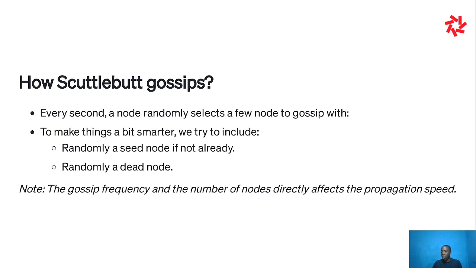A node randomly selects a few nodes instead of just one, and then to make things smarter, we make sure to include a random node that is one of the seeds if it is not included already, and then we also randomly include a dead node, just in case it is back online, so we can catch it up. And just as I said, the gossip frequency and the number of nodes that you select directly affect the propagation speed.